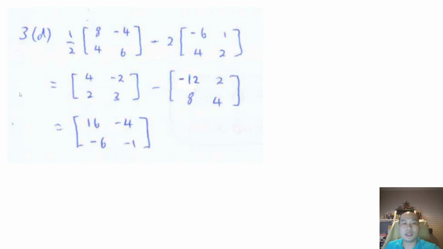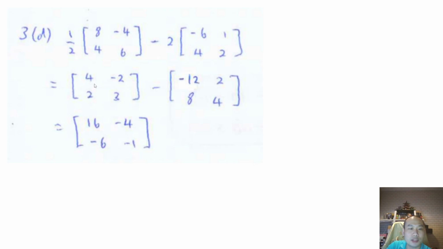The next question is again just another practice, this time round with the scalar multiplication, but just to make things a little bit more interesting, this one has a fraction, so we multiply by half. The procedure is exactly the same. So we distribute the half in, we get 4, -2, 2, and 3 over here. And over here, when we multiply 2 in, you get -12, 8, 2, and 4.